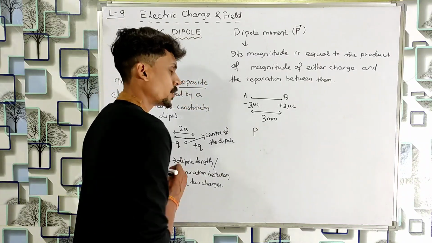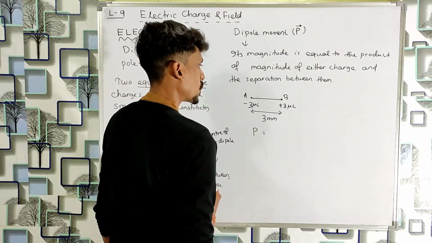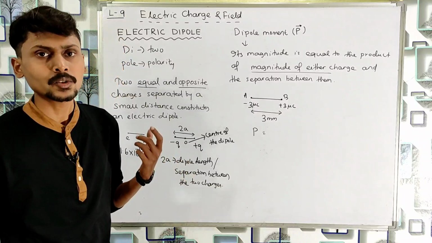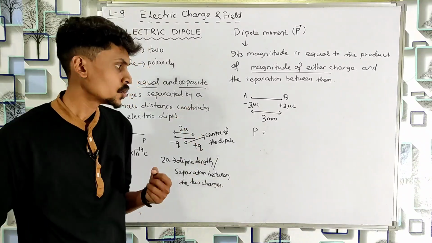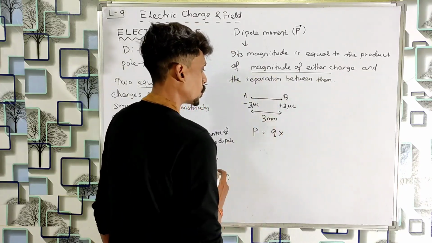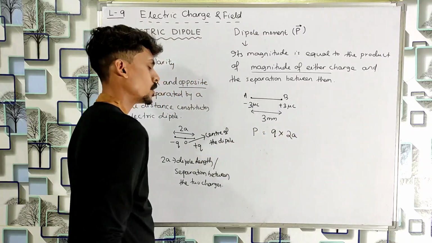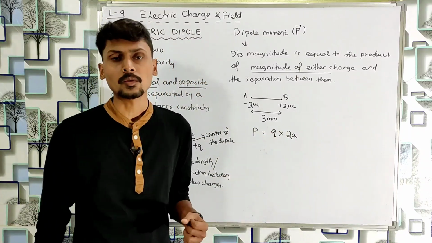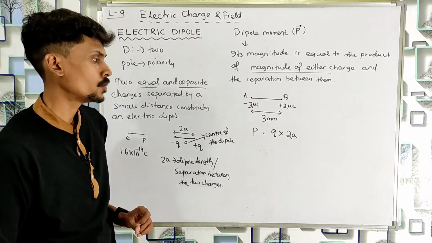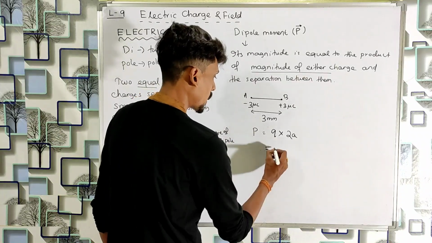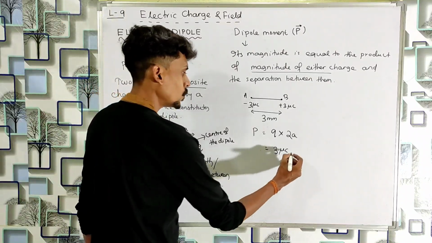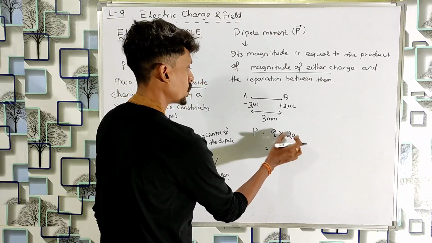The magnitude of dipole moment P is equal to the product of magnitude of either charge. We have two charges and they have the same magnitude. Magnitude means the positive value. So q into the separation between the two charges, q into 2a, is the magnitude of the dipole moment. In place of q, I can write 3 microcoulomb, because magnitude means you have to take the positive value only, into 2a. 2a is the dipole length, which is 3 millimeter.